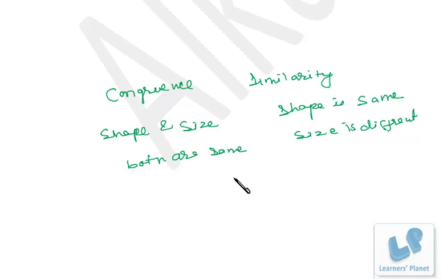Till now we have discussed the difference between congruence and similarity. In case of congruence, shape and size both are the same. In case of similarity, only shape is the same, size is different. Okay.